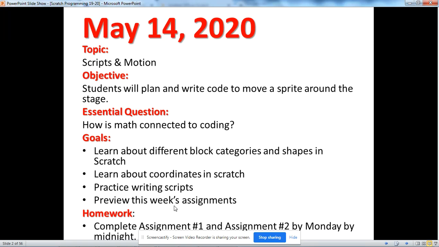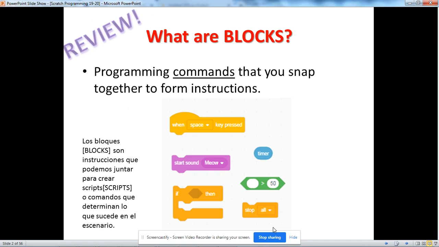All right, so our goals for today are to learn about different block categories and block shapes in Scratch. I'm going to introduce you to two. And then you're going to learn about coordinates in Scratch. So there's a little bit of a clue about how the math is going to tie in. You are going to practice writing some scripts with me today, and then we'll preview this week's assignments that will be due by Monday at midnight. And as it is with every week, assignment number 1 is going to be a quiz, and assignment number 2 is going to be an activity that this week you'll be doing in Scratch. So with that being said, let's jump right into it.